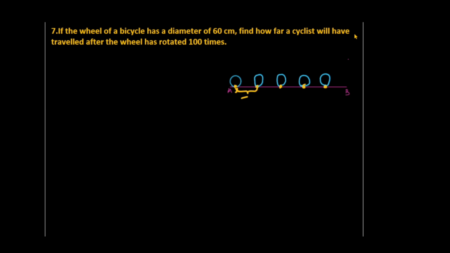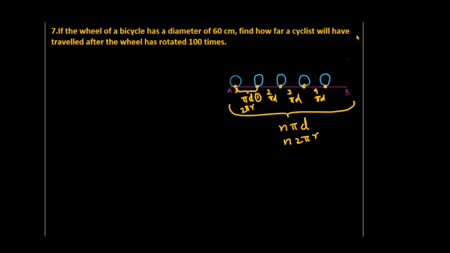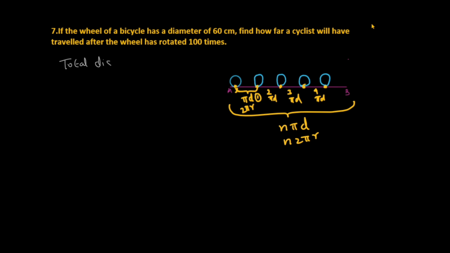This is pi d, that is the circumference of the circle, pi d or 2 pi r, anything. So here one time 1 pi d, here 2 pi d, here 3 pi d, here 4 pi d, like that, to cover the total distance, n number of pi d's or n number of 2 pi r. So the total distance covered by a wheel is equal to n times the circumference of the circle. Here the diameter is given, so we are using the circumference of the circle is equal to pi d.